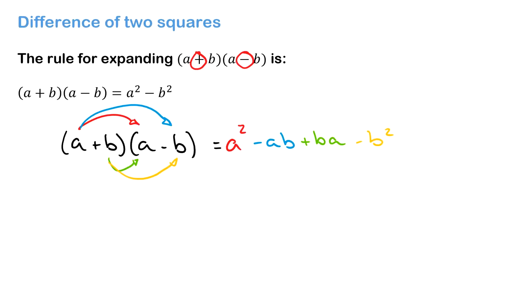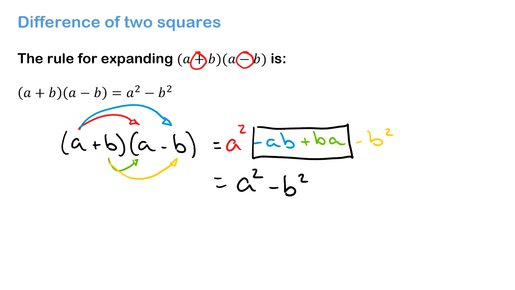All right, and the first thing you'll notice is that with our middle terms here, they're opposites. We have minus ab and plus ba, so essentially plus ab. Therefore, they cancel out, and what you're left with is a squared minus b squared, hence proving that formula before.